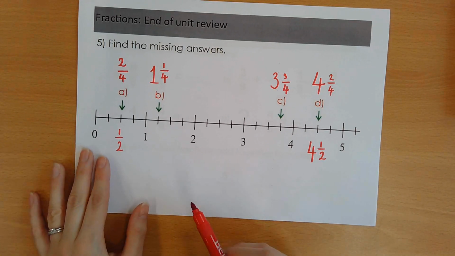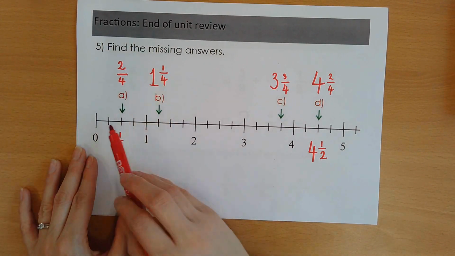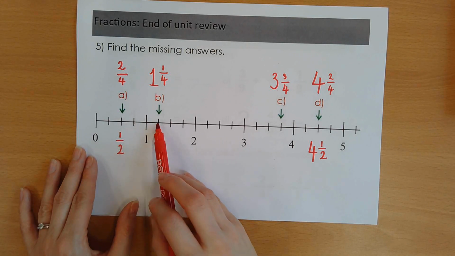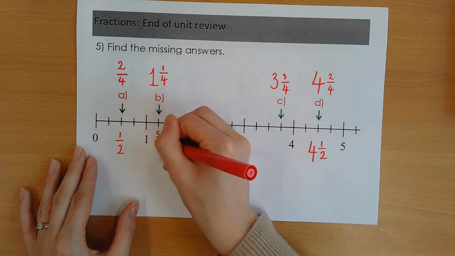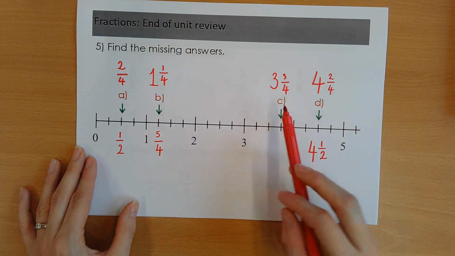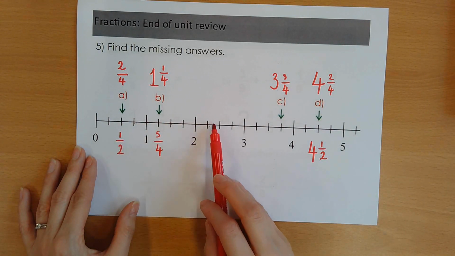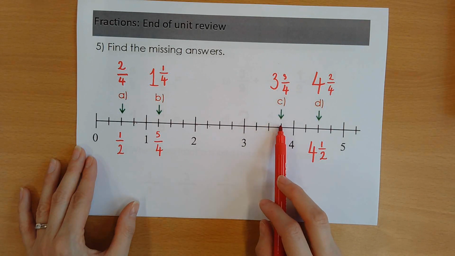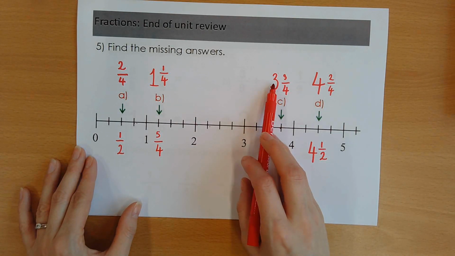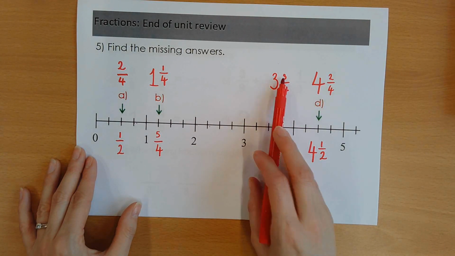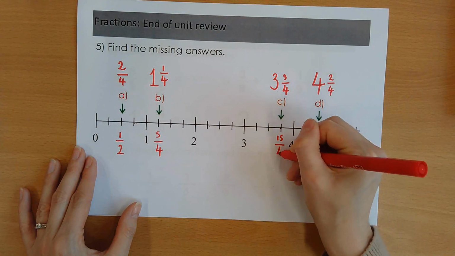You might not have written it as a mixed fraction, so I could also say that this is 1, 2, 3, 4, 5 quarters for B. I could say that 3 is 1, 2, 3, 4, 5, 6, 7, 8, 9, 10, 11, 12, 13, 14, 15 quarters. So remember, I do 3 times 4 and add the 3, so that would be 15 quarters.